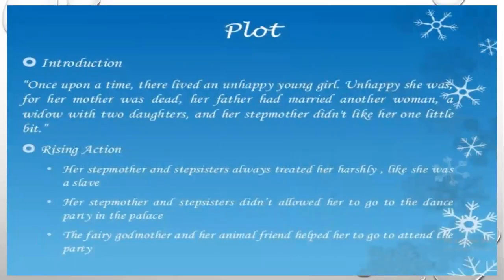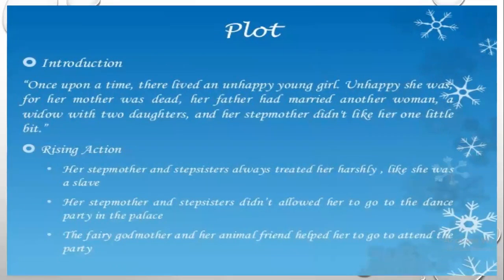So the first thing that we have studied to start with analysis is the plot. So let us discuss the plot of the play Cinderella. And as we have studied before, the plot consists of 5 parts: the introduction, the rising action, the climax, the falling action, and the announcement or the conclusion. So let us start with the introduction of the plot.